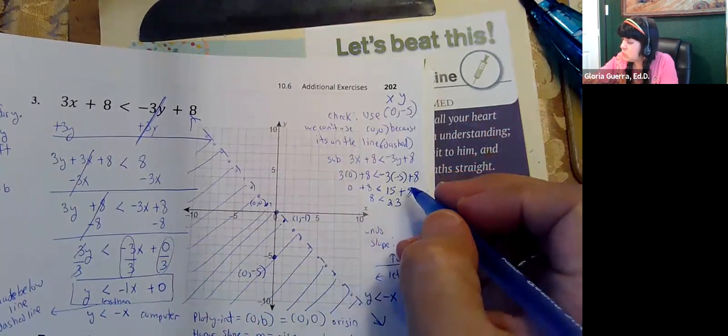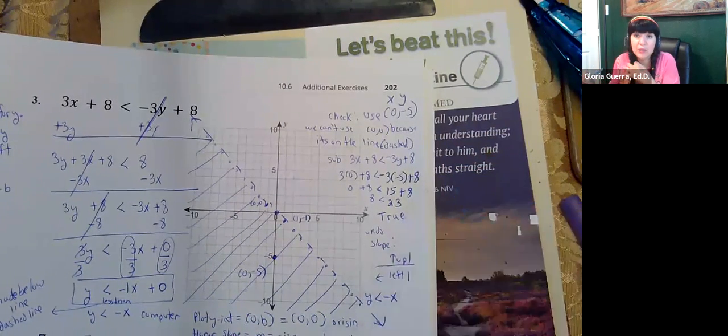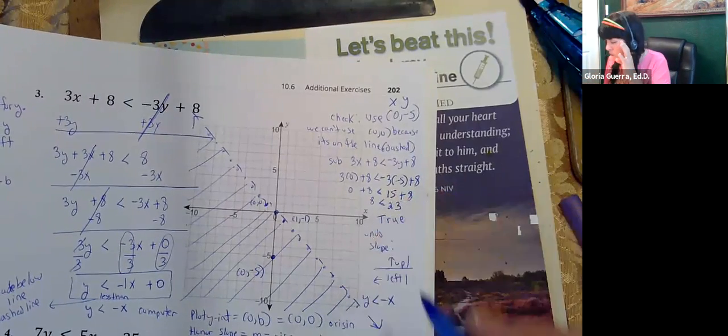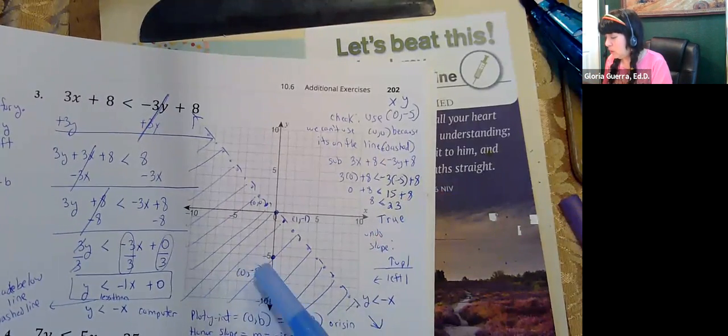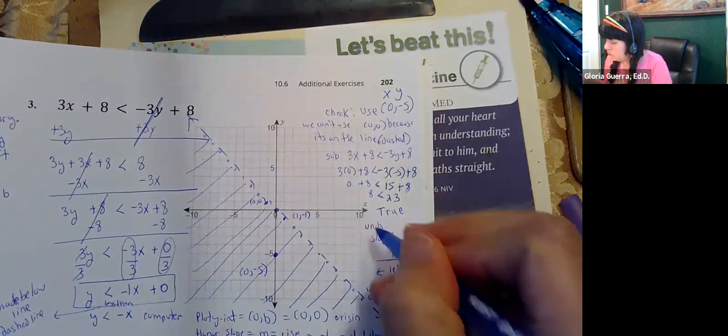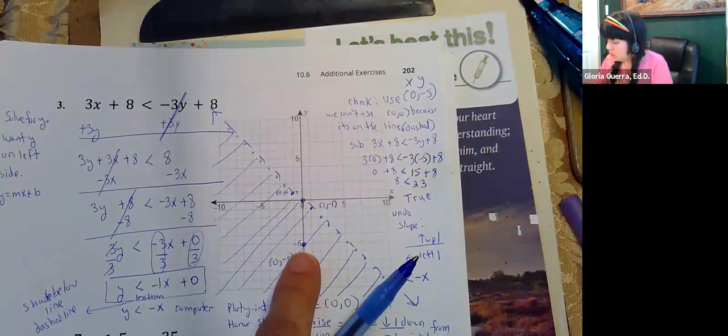So 8 is less than 23. That's better because that's true. 8 is less than 23, so that's true. So then you want to shade the side that's truth. So you want to shade the side that has 0, -5. So you want to shade this side. And we did.